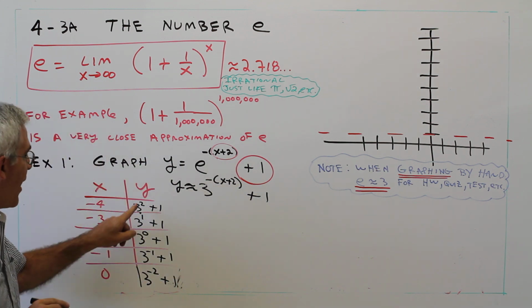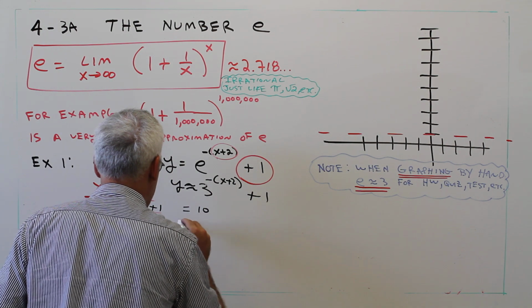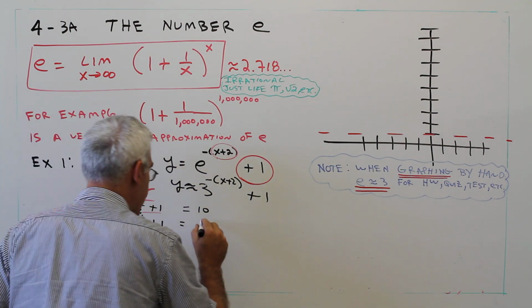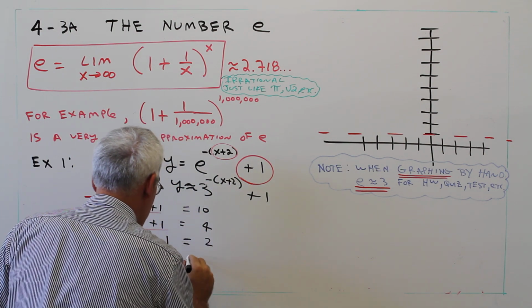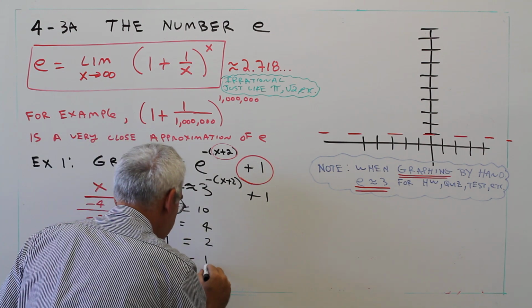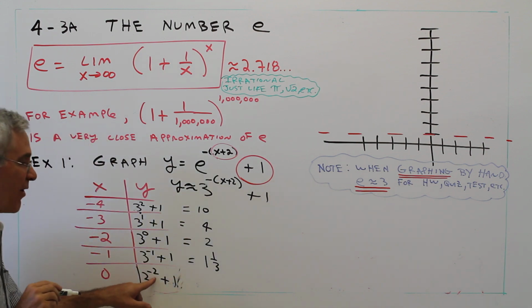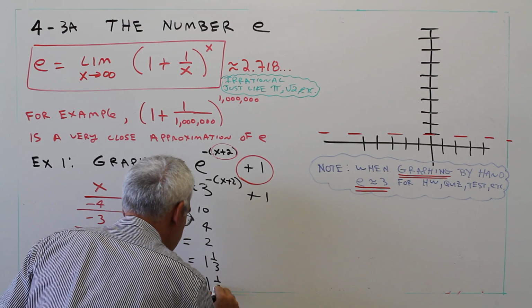So now I'll just evaluate that. 3 squared is 9, add 1 is 10. 3 to the 1 is 3, add 1 is 4. 3 to the 0th is 1, add 1 is 2. 3 to the -1, that's 1/3, add 1, that's 1 1/3. 3 to the -2, that's 1/9, add 1, that's 1 1/9.